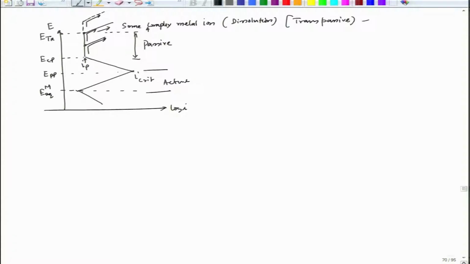So, we will try to analyze these in our next lecture. So, let us stop here. We will continue our discussion on this transpassivity, breakdown of the passive layer, or the anodic formation of a porous layer at a higher potential. We will talk more on this in the next lecture.